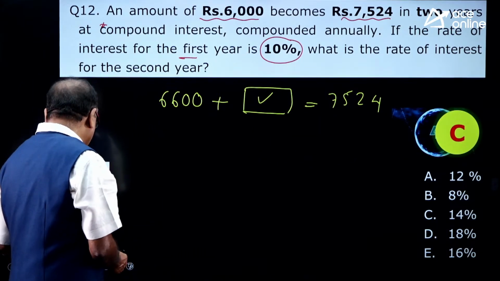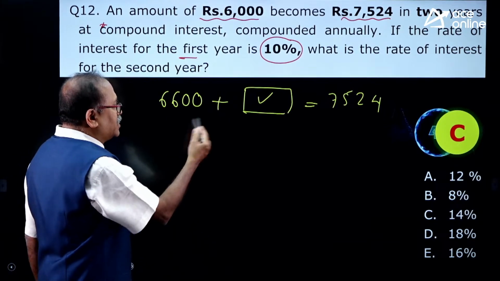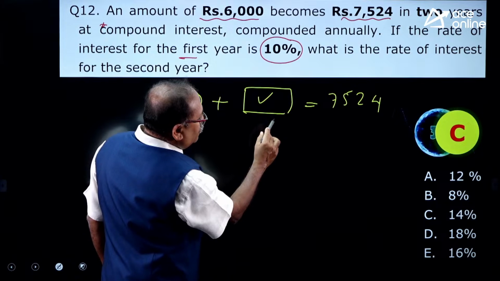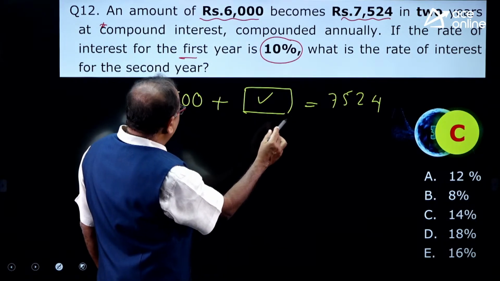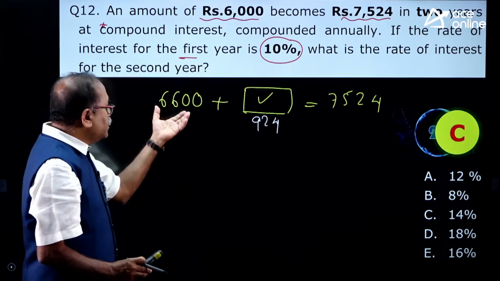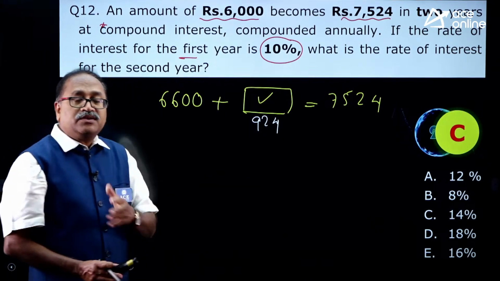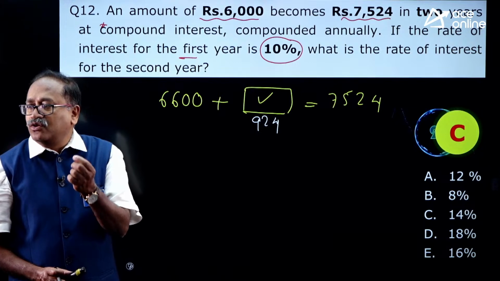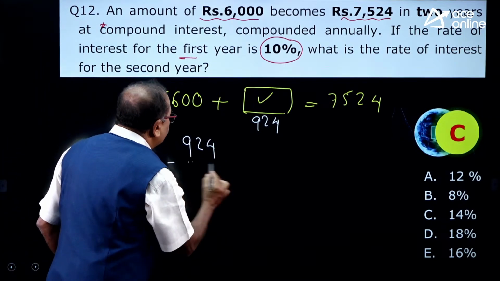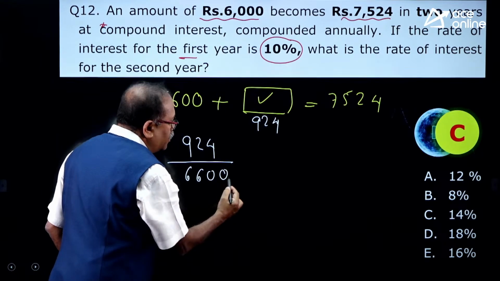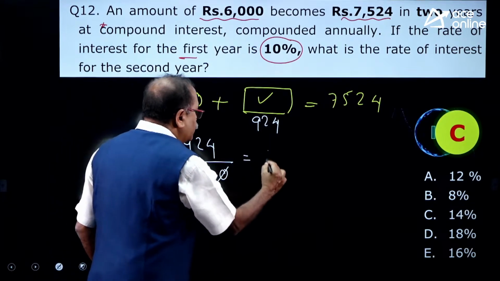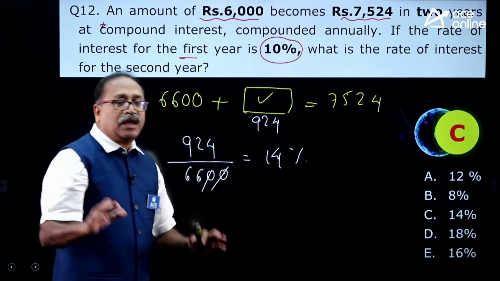So now I'll check the difference between these two, and the difference is 924. So 924 is the interest for the second year. This is the principal, this is the interest. I need to simply find out the rate of interest, which Allu Venkat has rightly said, 14. So 924 is what percentage of 6,600? Obviously into 100, so as two zeros get cancelled, when you divide this one, you are getting 14%, which is absolutely right.